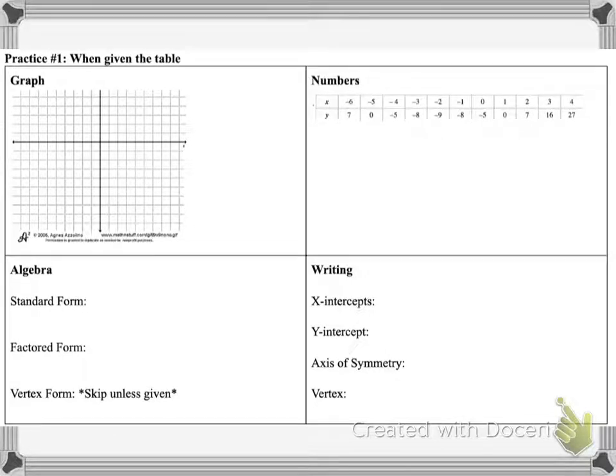When I look at this table, I'm looking for things that have a y value of 0. Why would that make sense? Well, if I think about my y value of 0, that's going to go along my x-axis. Those would be my x-intercepts. Right away, I can see on my table that my x-intercepts are at -5 and 1. Those are my x-intercepts.